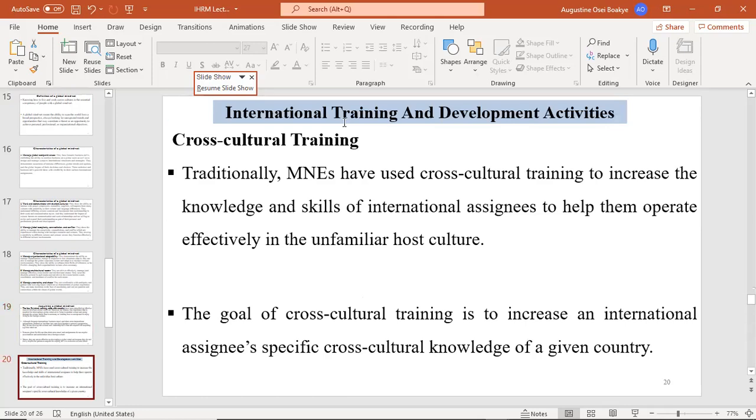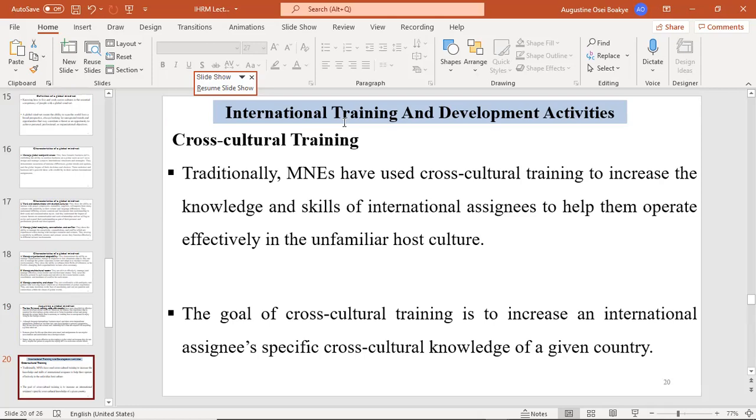Now, international training and development activities. So when we are embarking on international T&D, a number of activities are carried out. The first one is what we call cross-cultural training. And in fact, it is very much salient to the success of any international T&D intervention, cross-cultural training.